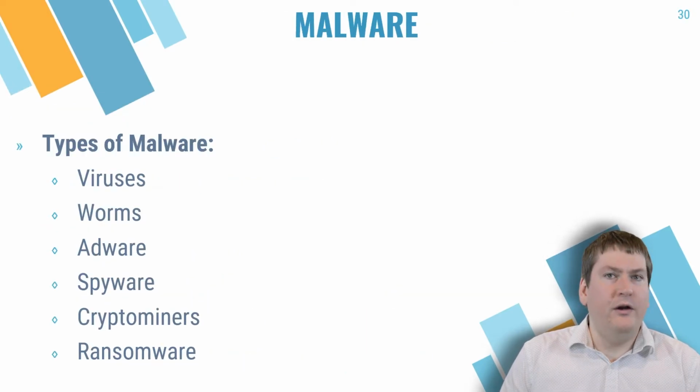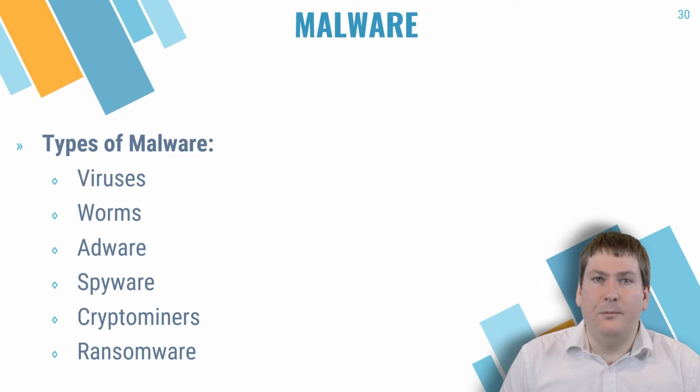Next up is malware or malicious software. As the name would suggest, this is software that is intentionally designed to compromise the computer system it's executed on in some way. There are many different types of malware, but I'll go over a few of the most common ones here. The first are viruses.